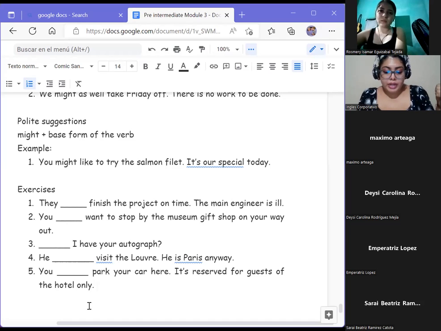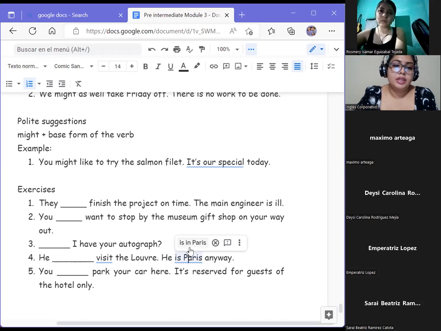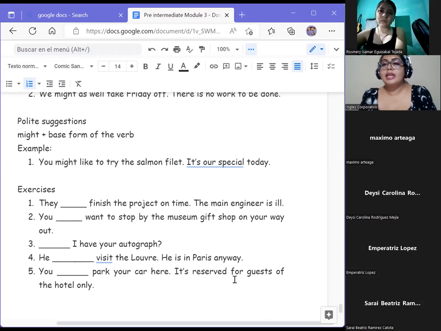For a possibility or a negative possibility, we use both may or might plus the base form of the verb. Also, we can use may not, might not when it is something negative. To make a suggestion when there is no better alternative, we use may as well or might as well. Polite suggestion, might plus base form. So you can read the sentences, you can think about the answer that you can give to this sentence. And in a minute or two, I will ask you for the answers.